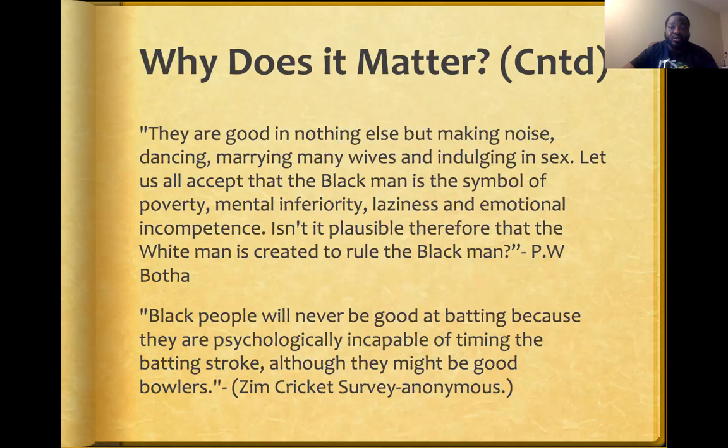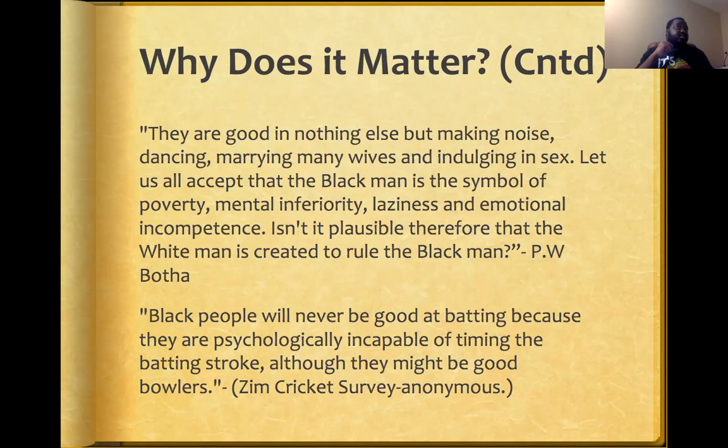If you know cricket, and if you don't know cricket and you know baseball, just imagine it being the same concept, right? That they are psychologically incapable of timing the batting stroke, although they may be good bowlers, what in baseball would be similar to pitching. So think about that statement. This is in the 2000s, right?